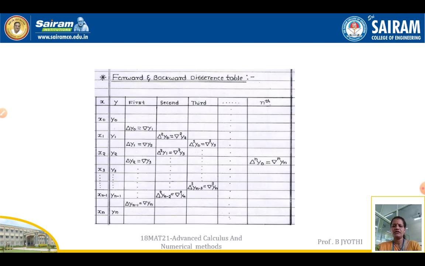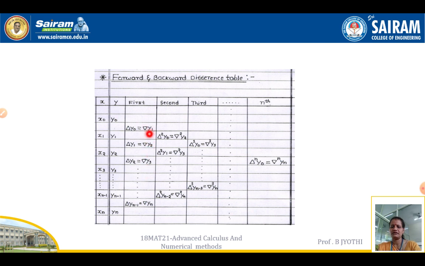So, the forward and the backward difference table. The first thing we have to do is build the forward and the backward difference table. Given the set of values for x and y, we need to find the first difference, the second difference, third difference and the nth difference. We will find the difference of y1 and y0, which is written as del y0, then y2 and y1, and the difference between y3 and y2, and so on.